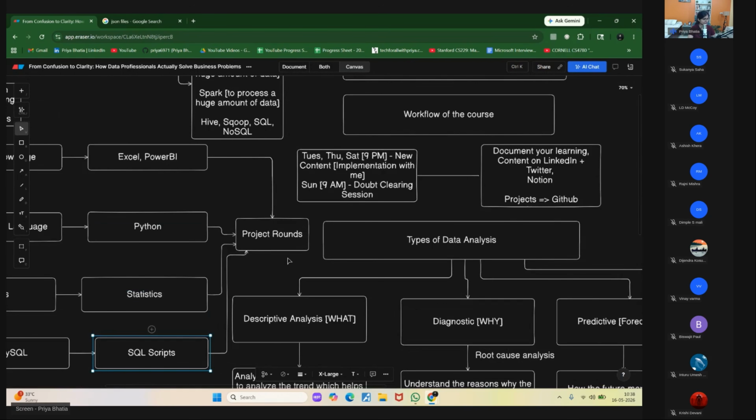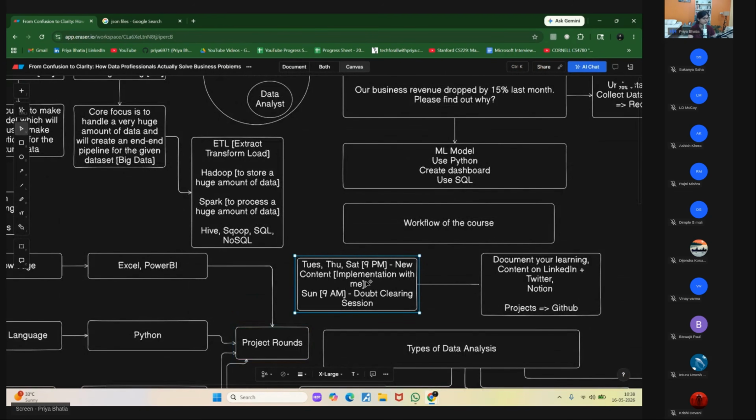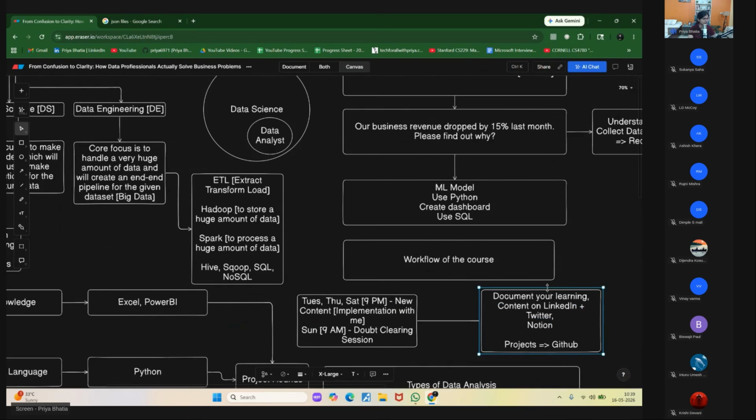After this, we have seen that with the completion of every use case, every module, we will have a project round. And those who are able to create wonderful projects have an opportunity to go live with me on YouTube, and we will have discussions over there. Then we saw how the flow will be. On every Tuesday, Thursday, Saturday, you will get recorded discussions. On Sunday, we will have a doubt clearing session. Try to document your learning from the very first day. Create content on LinkedIn, on Twitter, and on Notion if possible. Wherever you create a project, try to upload it on GitHub.